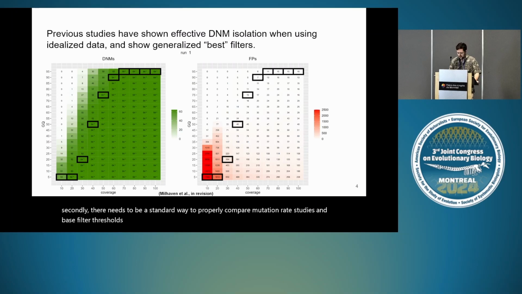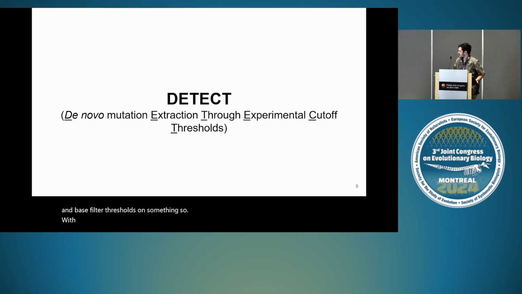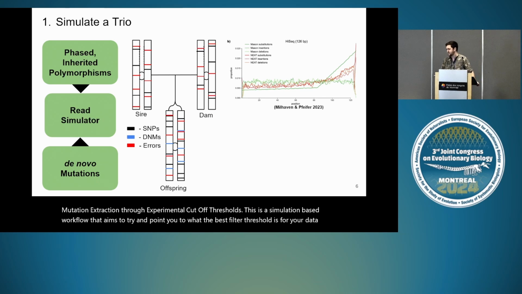So with that, I am going to introduce this tool that I've been working on called DETECT, or de novo mutation extraction through experimental cutoff thresholds. This is a simulation-based workflow that aims to point you to what the best filter threshold is for your data set. And it's really very simple how it works.